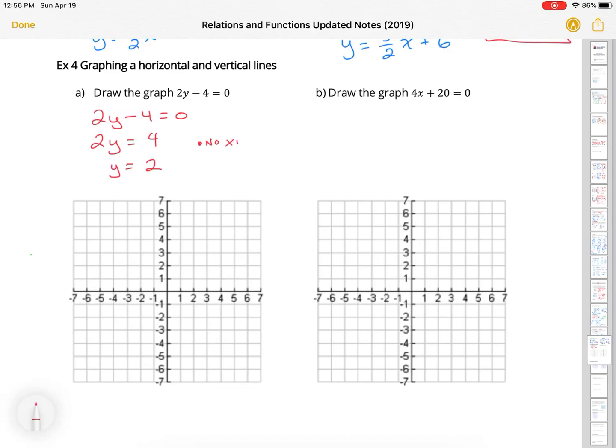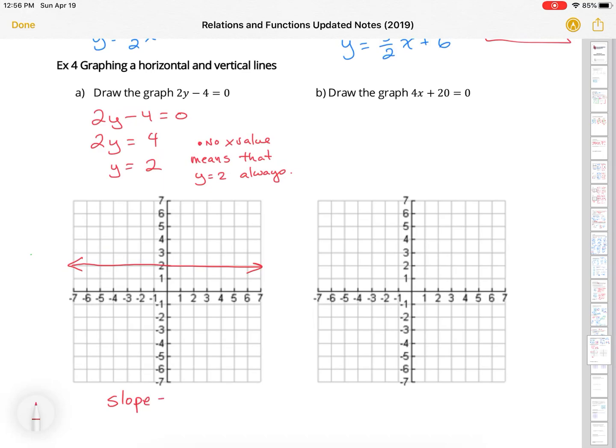So no x value means that y equals 2 always. Okay, no matter what x is. So if I'm going to graph that, it means no matter what x is, y is equal to 2. And that will give us our horizontal line.